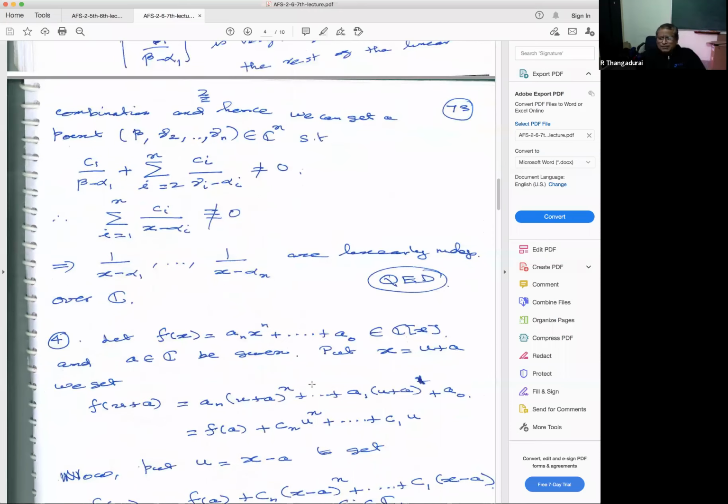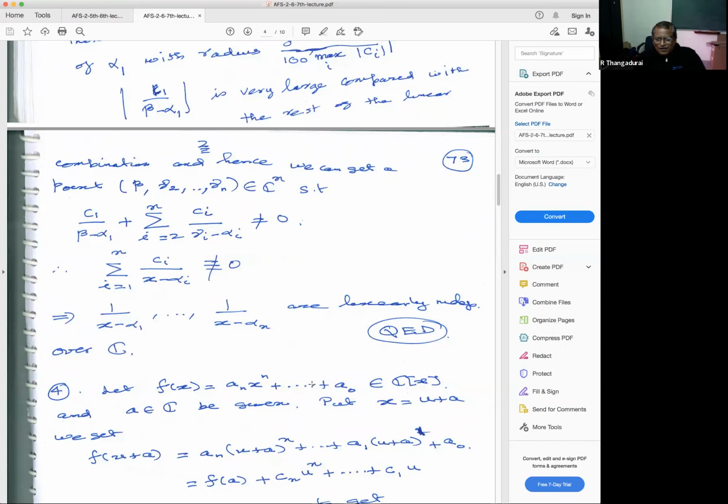F of x is a polynomial in one variable, a n x power n plus etc. plus a naught, and a is a given complex number. We put x equal to u plus a. Therefore f of u plus a is the same as when we put x equal to u plus a. What we get is first.